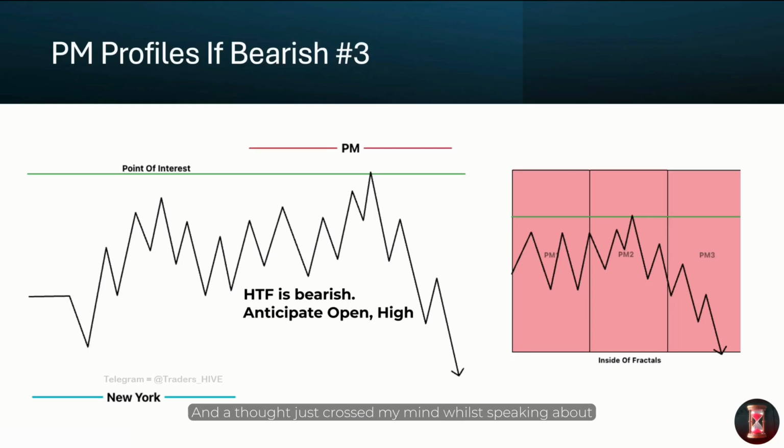And a thought just crossed my mind whilst speaking about this part right here in the lecture, which is very important for you to understand. I'm going to share this now because if you're still watching this lecture, this is not the first lecture, it's not the second lecture, no, this is already the fifth lecture of this series. If you're still watching it now, I want you to understand that everything which I teach to you on these smaller fractals when it comes to the algorithmic signatures is a result of these bigger delivery profiles confirming that we are likely going to see that repricing taking place like we anticipated.